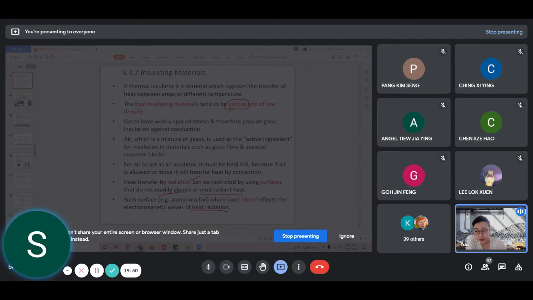another problem, where it will be very blinding to the eye for people to look at. So that's why we don't have buildings which are very shiny. We have buildings which have a normal color. We don't have a black building because black will absorb all the heat into the building.